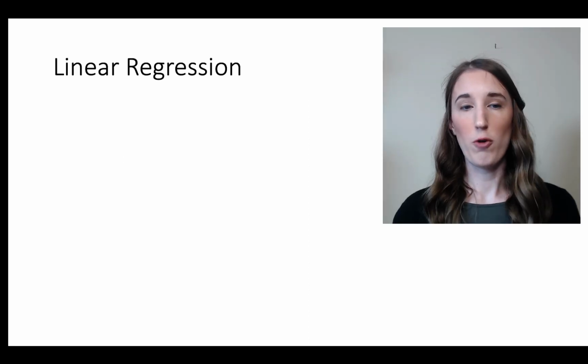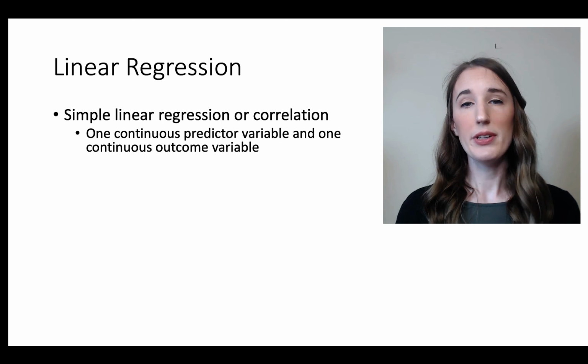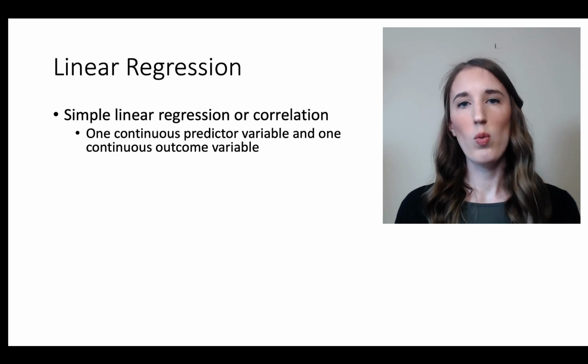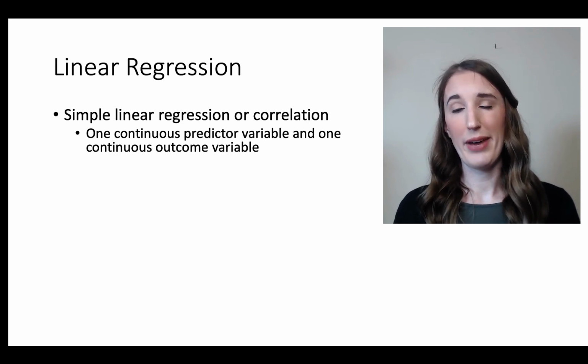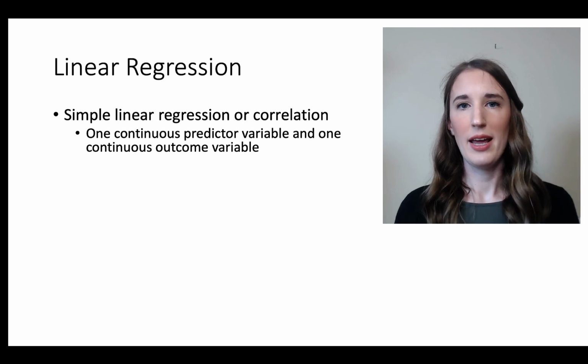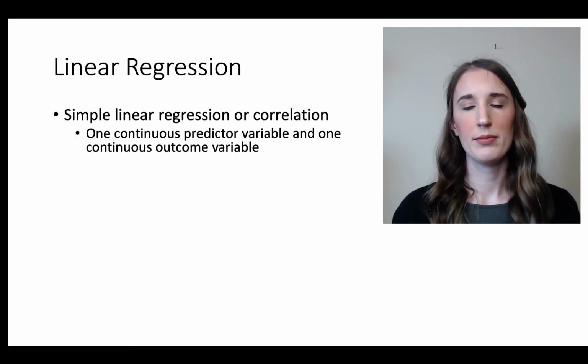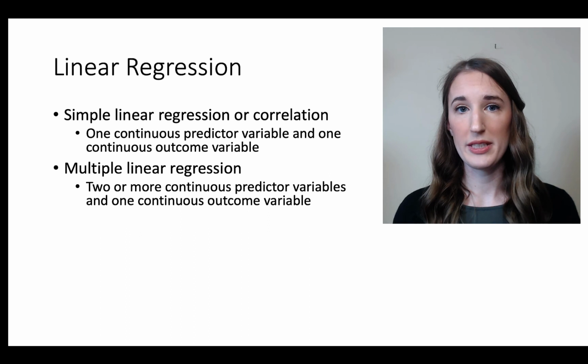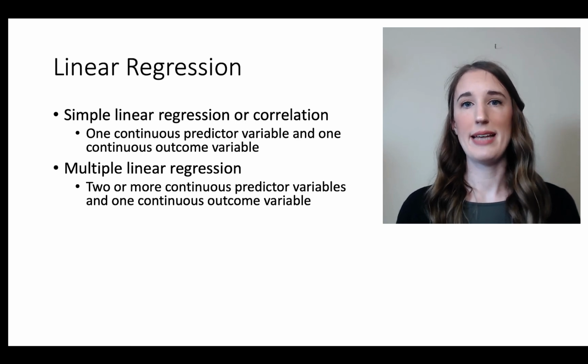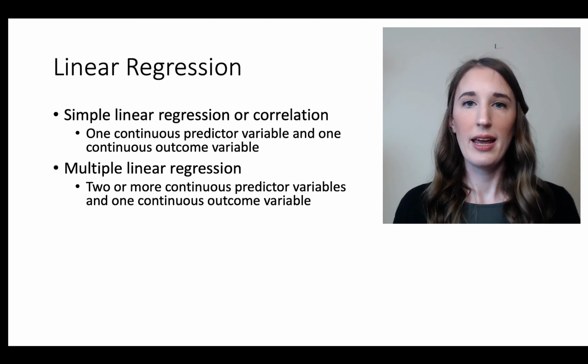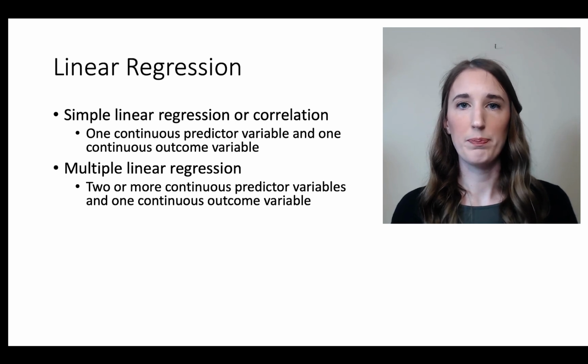There are many different forms of linear regression. We have simple linear regression, or simply a correlation, when we have one continuous predictor and one continuous outcome, such as in my earlier example of age on the one hand and neuroticism, perhaps assessed with a Likert-type scale, on the other hand. We can also have multiple predictors, and then we'll call this multiple linear regression. This is where we have two or more continuous predictor variables and one continuous outcome variable. Here we might be interested in the unique effects of both age and health status on neuroticism.